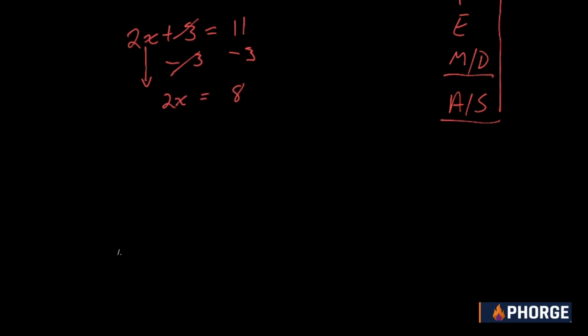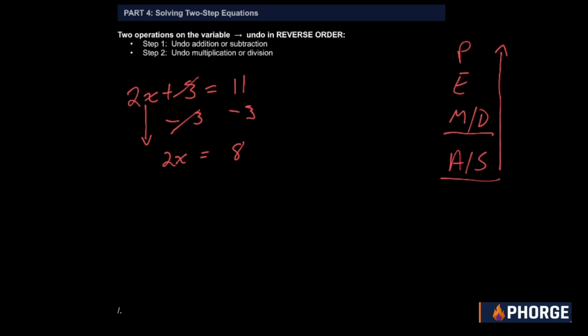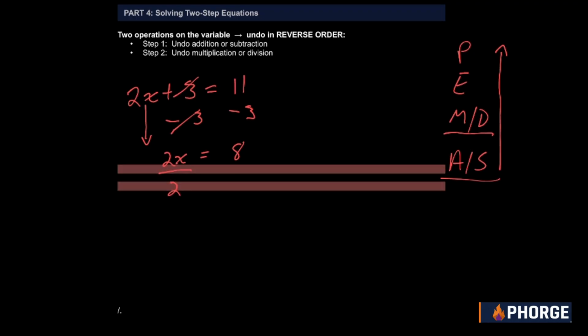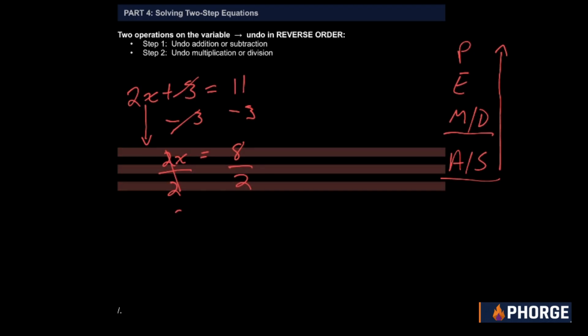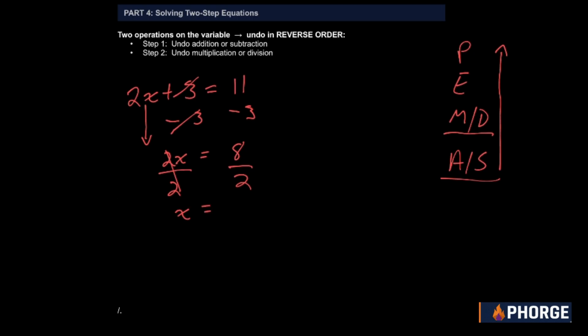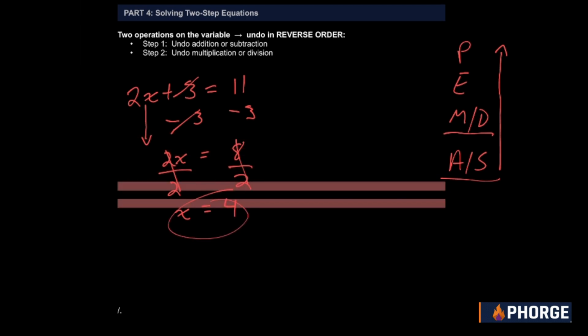And now, do we have any more addition? No, we do not. So what is happening to the variable? We're multiplying it by 2. So let's divide by 2, because the opposite of multiplication is division. These cancel out. So now we're left with x on the left-hand side. 8 divided by 2 is 4, and we're left with x is equal to 4.